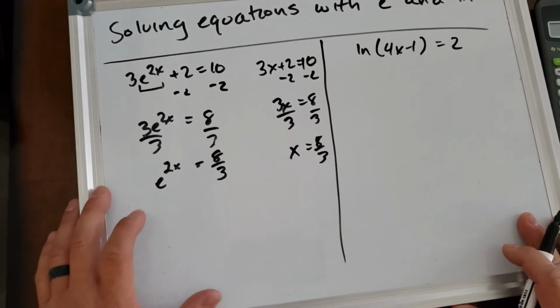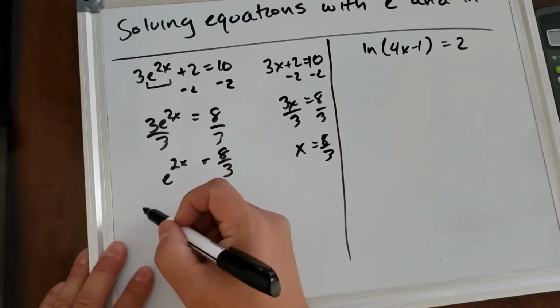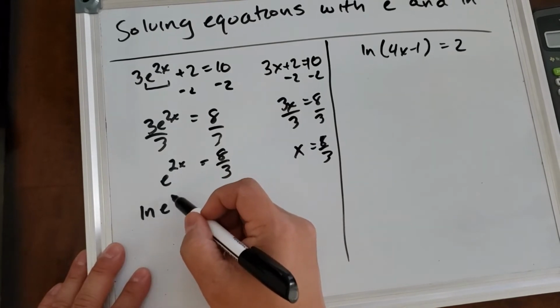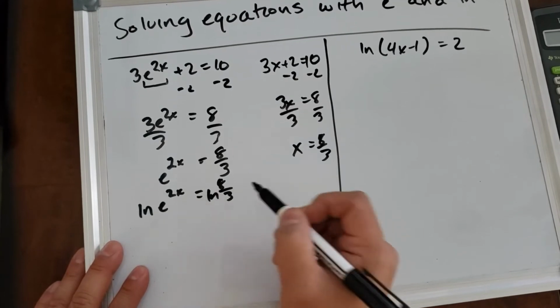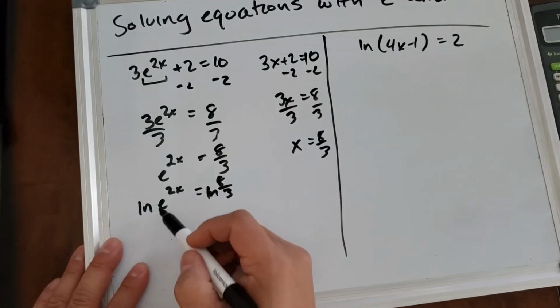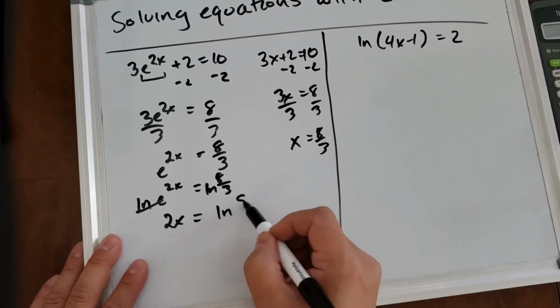So again, now I'm going to solve this. I see an e here. What's the opposite of e? ln. So I'm going to ln both sides. So it's going to be ln e to the 2x equals ln 8 over 3. What happens to the ln and the e? They'll cancel. So 2x equals ln 8 over 3.